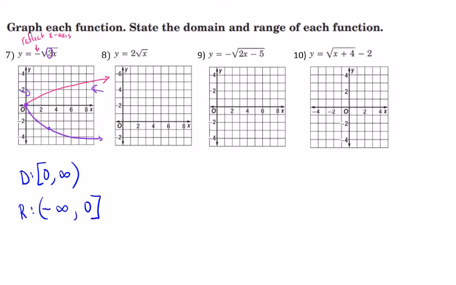So when you reflect across the x-axis, that's going to flip the range, right? So instead of going from 0 to infinity, it's going to go from negative infinity to 0. All right, let's take a look at number 8.